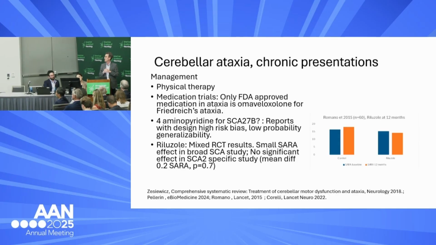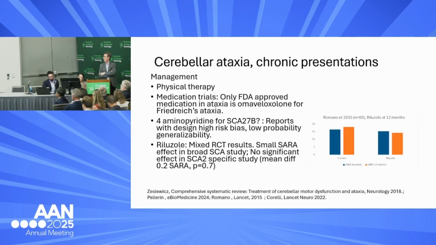For medications, the only FDA-approved medication in ataxia is the one for Friedreich's ataxia. There's an interest in 4-aminopyridine, particularly for SCA27B, but if you look at the reports, these are still really early phase studies that are pre-post. They're really designs that are high risk for bias.